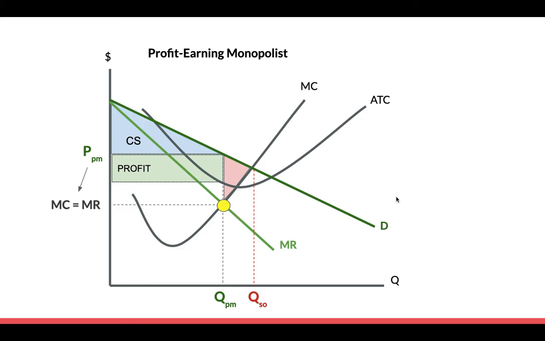So, like I said, if we have a profit earning monopolist or even a loss incurring monopolist, the price is going to be greater than the marginal cost, right? When we look at the results here, this yellow equilibrium is where our marginal principle is true. That's where MR and MC sit, but price is way up here. So price is greater than marginal cost. That creates dead weight loss in red.